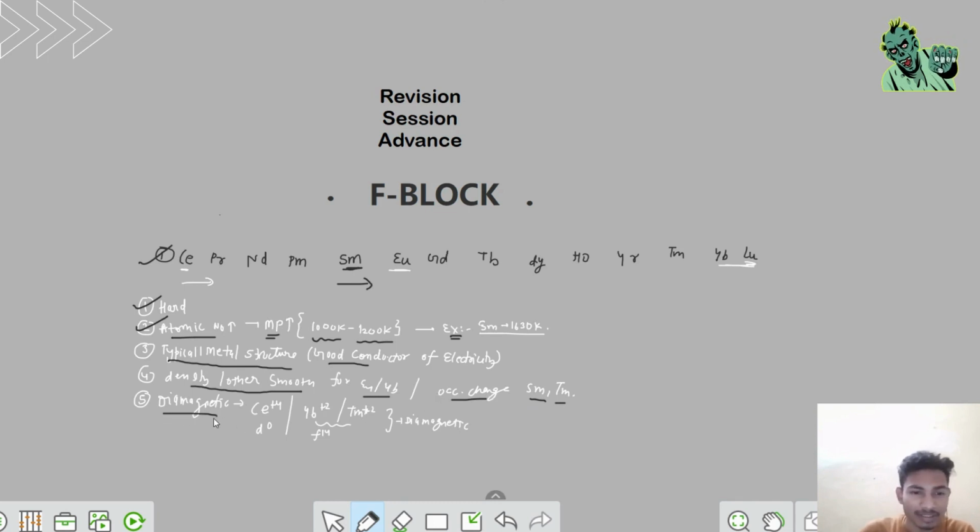And there is a diamagnetic nature of three elements in the oxidation state: cerium plus 4, ytterbium plus 2, and terbium plus 2. All others are paramagnetic. And D0 और D14 सिस्टम में ये डायमैग्नेटिक होते हैं. जो सीरियम होता है वो D0 सिस्टम में डायमैग्नेटिक होगा, और यटरबियम और टर्बियम F14 सिस्टम में डायमैग्नेटिक होते हैं.